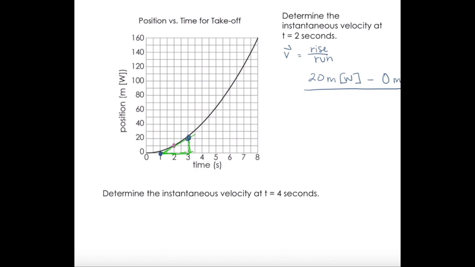And then we'll go through the time. The ending time would be 3 seconds minus our starting time, which was 1 second. So we'll get 20 meters west all over 2 seconds. Our final answer will be 10 meters per second west. So that is our instantaneous speed at time 2.